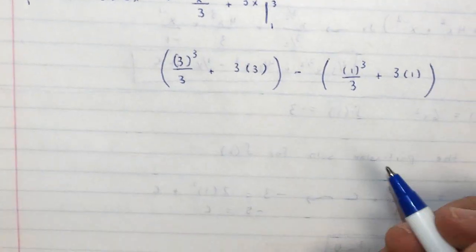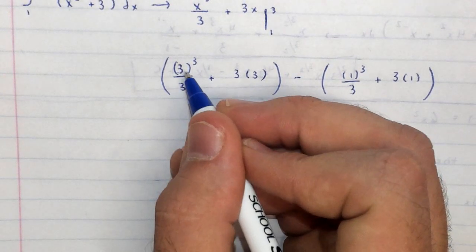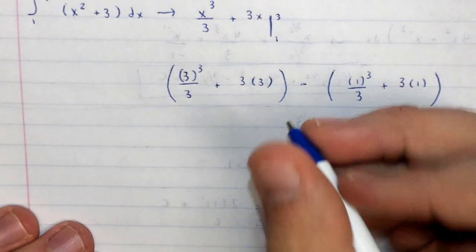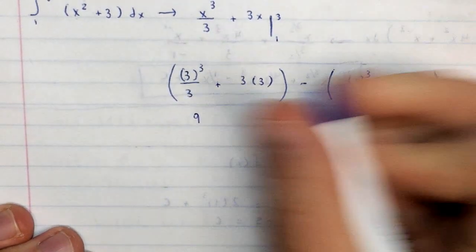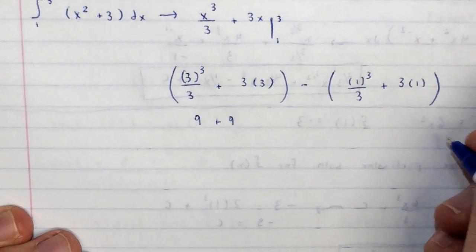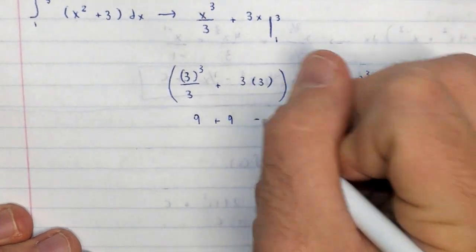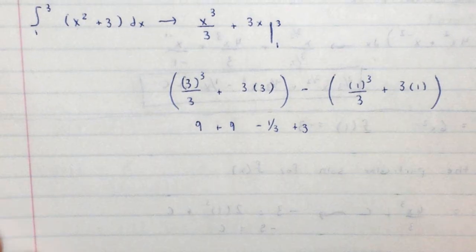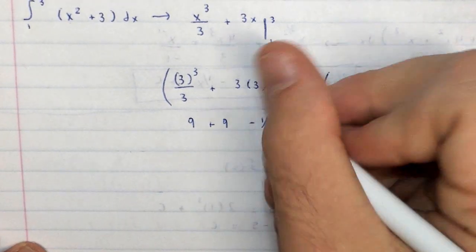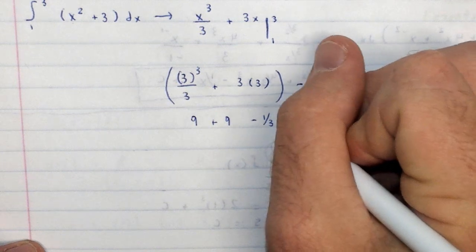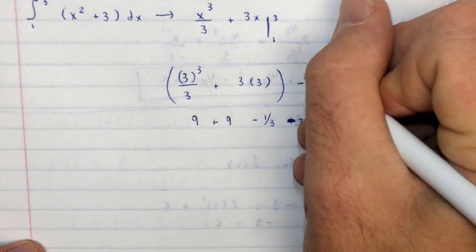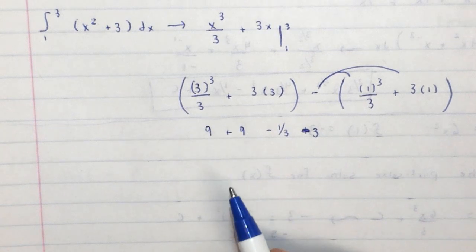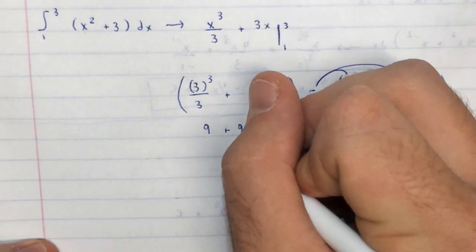Let's simplify. Let's do some mental math. 3 cubed, what's 3 times 3 times 3? Divided by 3, so a pair of those 3's are going to cancel. 3 times 3 is 9. 3 times 3, another 9. Minus 1/3, and minus 3. Got to make sure I distribute this negative. 9 plus 9, 18, minus 3, that gives me a 15.